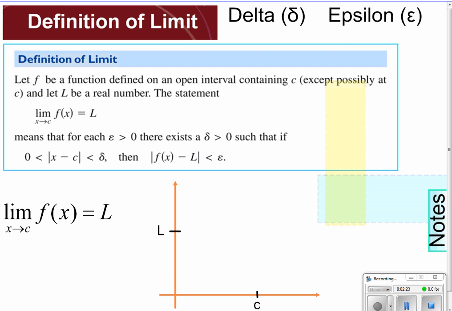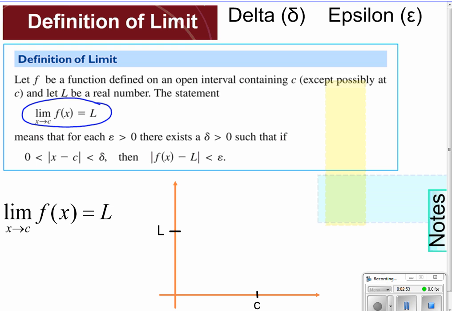So, the definition of a limit: let f be a function defined in an open interval containing c, except possibly at c itself, because perhaps c is not in the domain, so it would be an excluded value. But we can get in an interval around it. And let L be a real number. That gives us the statement that we're very familiar with, the limit statement: the limit as x approaches some value c of f of x is L.